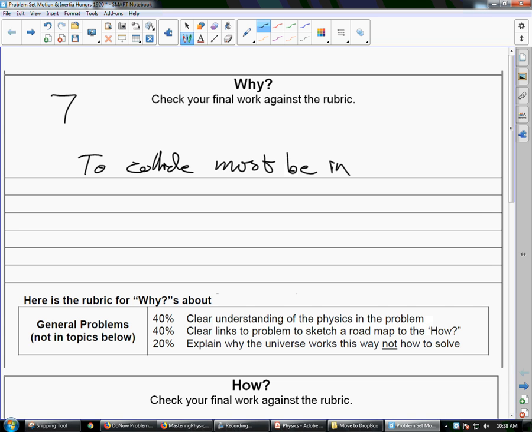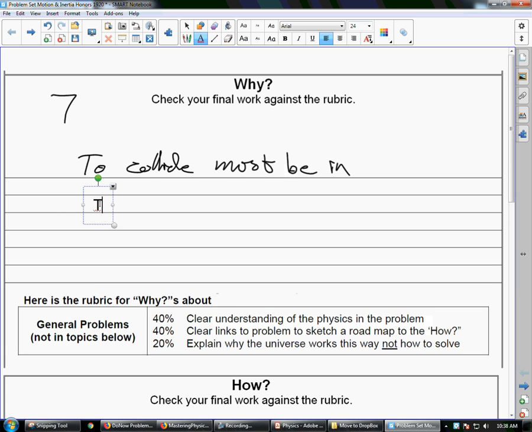Maybe I could, let me grab a text box and type. Getting used to this new board is going to be interesting. So we'll grab a text box and bring that down to 24. There we go, that'll work.